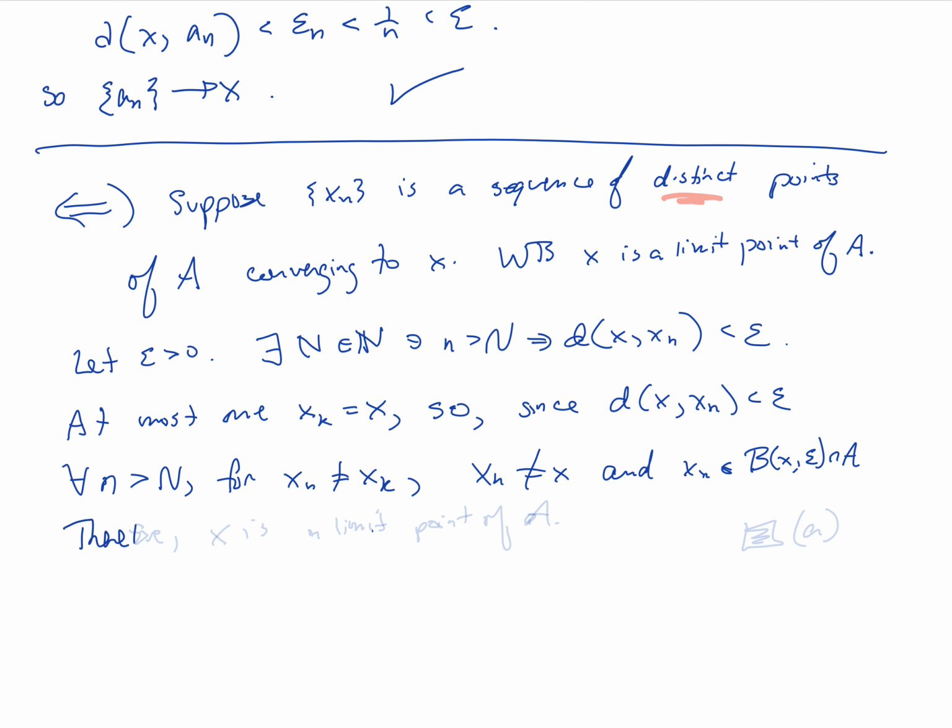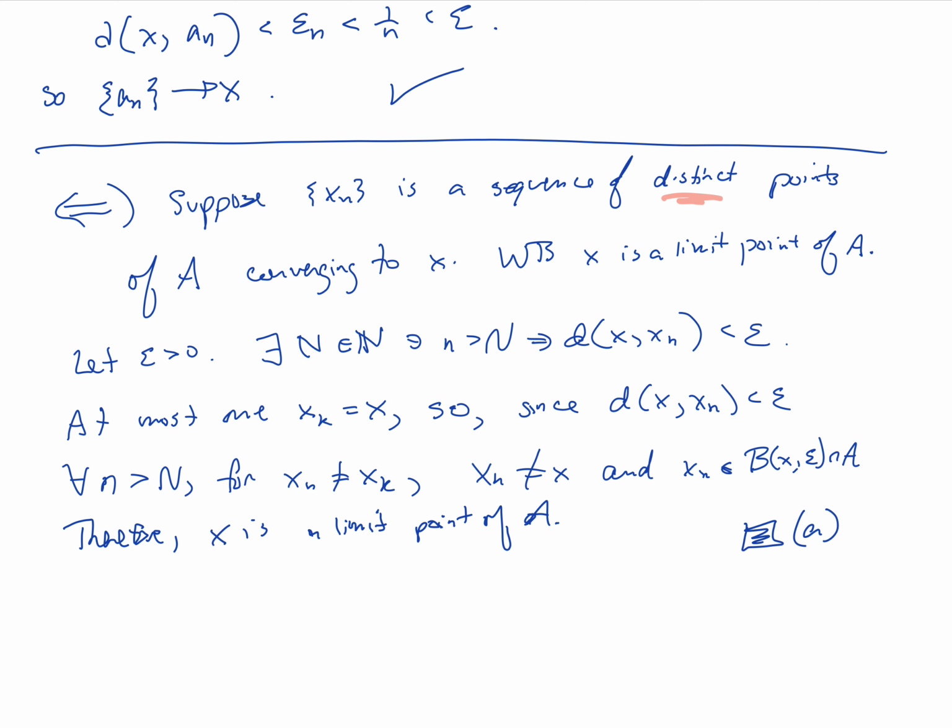Therefore, that means that x is a limit point of A. We have met the definition of being a limit point of A: for any epsilon greater than 0, the ball centered at x of radius epsilon contains some point of A other than x itself. So we have proved part A of this theorem.